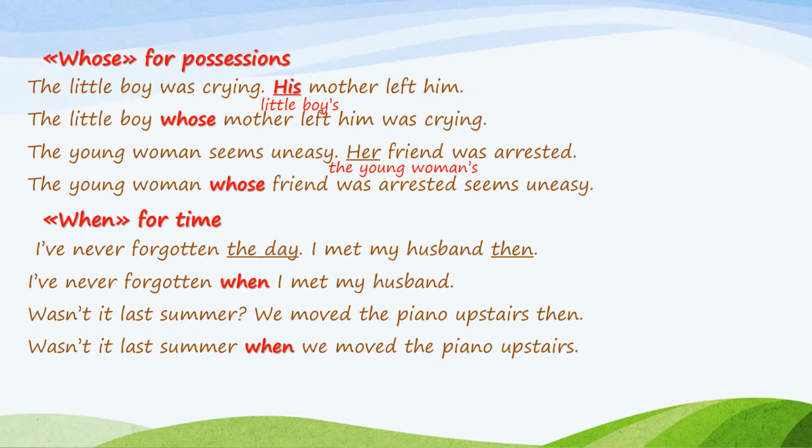Okay, by looking at those examples, I hope it is clear for you. Please don't forget whose, where, when cannot be omitted. Once again, we can omit who or which if they refer to the object of the sentence.